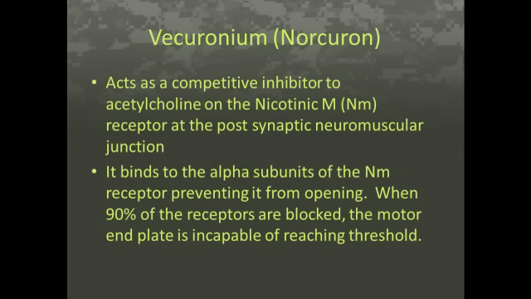Vecuronium acts as a competitive inhibitor to acetylcholine on the nicotinic M-type receptor at the postsynaptic neuromuscular junction along the motor end plate. It attaches to the alpha subunits of the receptor, preventing the receptor from opening. When approximately 90% of these receptors are blocked, the motor end plate will become incapable of reaching threshold, and you will have relaxation of the muscle.